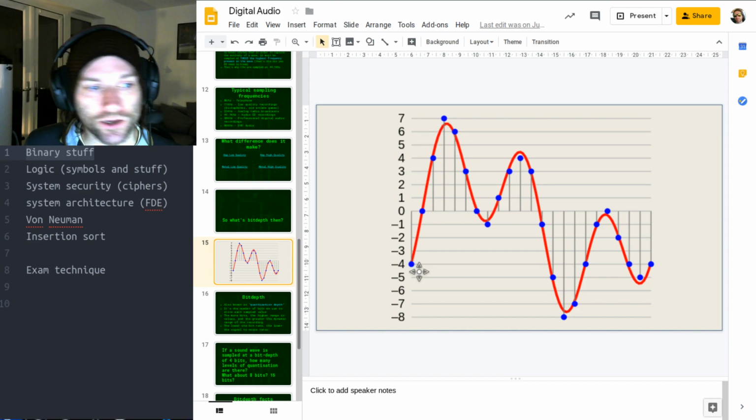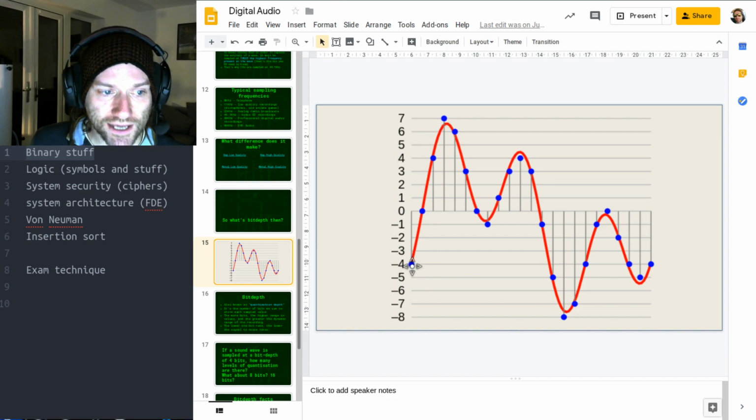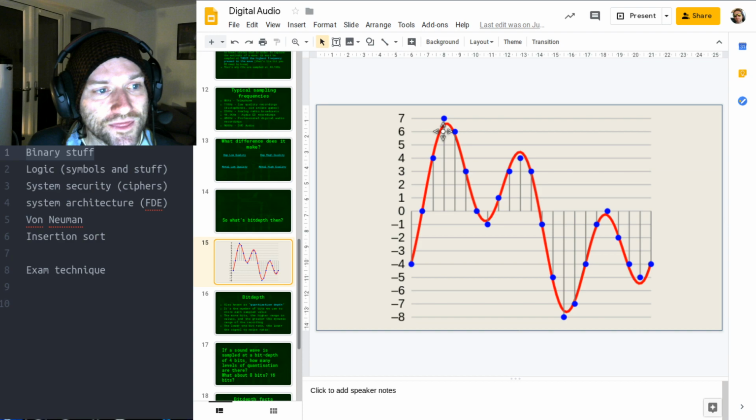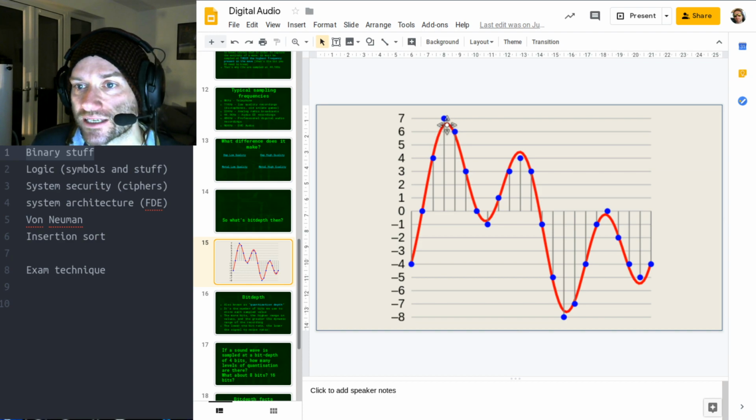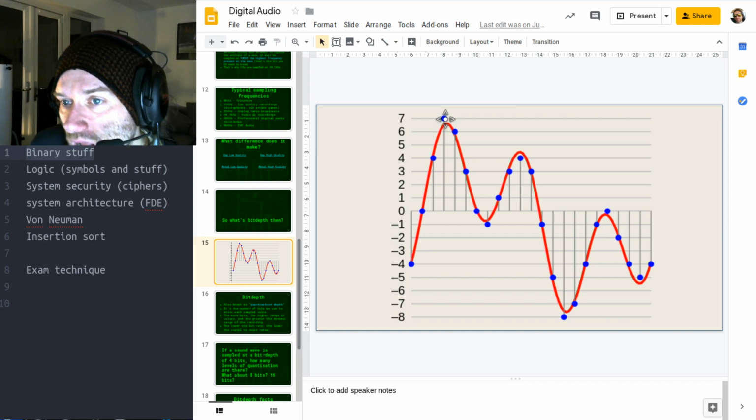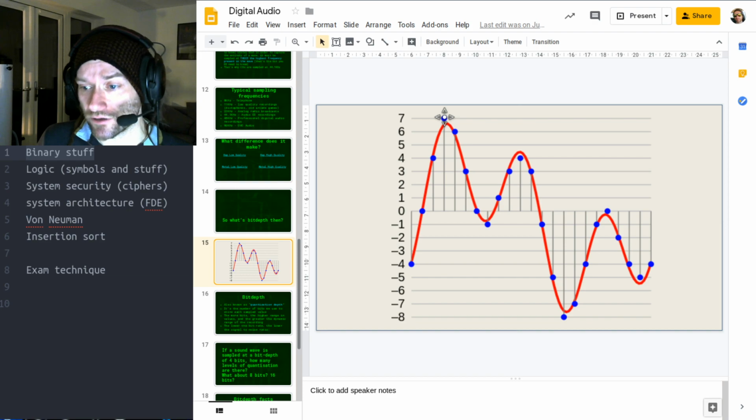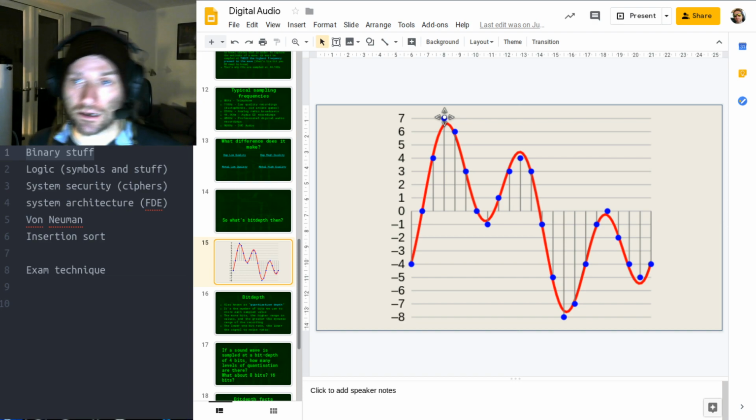quantization level. So you can see here my first sample is at -4, my second sample is at 0, my third sample is at 4. Now my fourth sample, the actual waveform lies between 6 and 7. It's a little bit closer to the 7 than it is to the 6, so we just say it's 7. Okay, there is no in between.